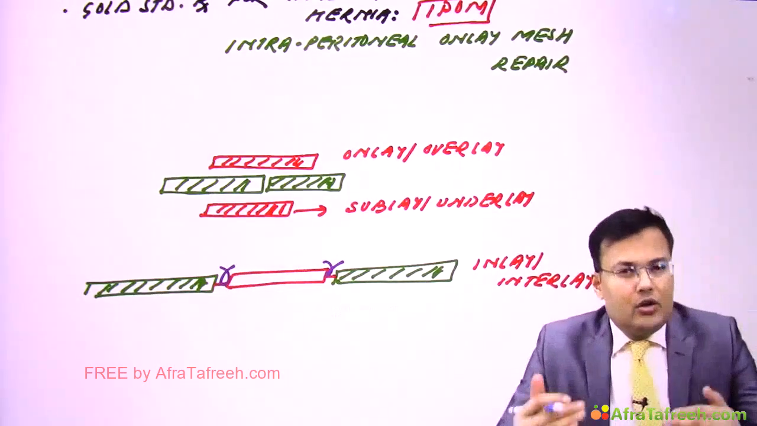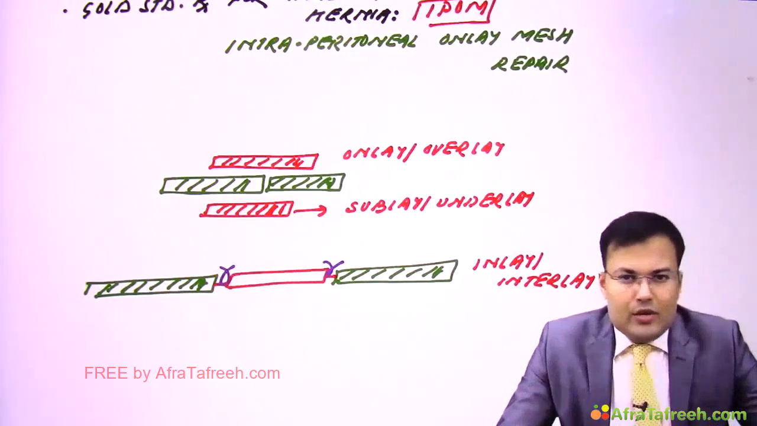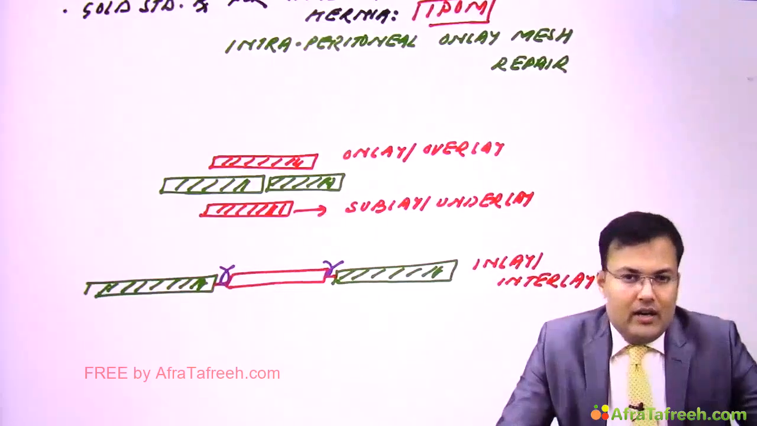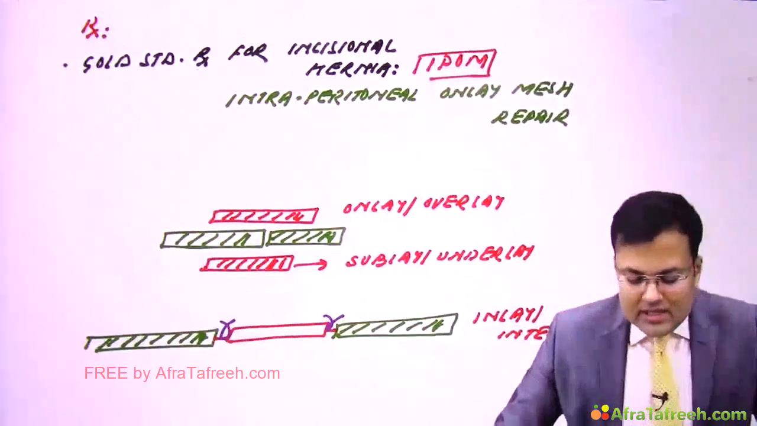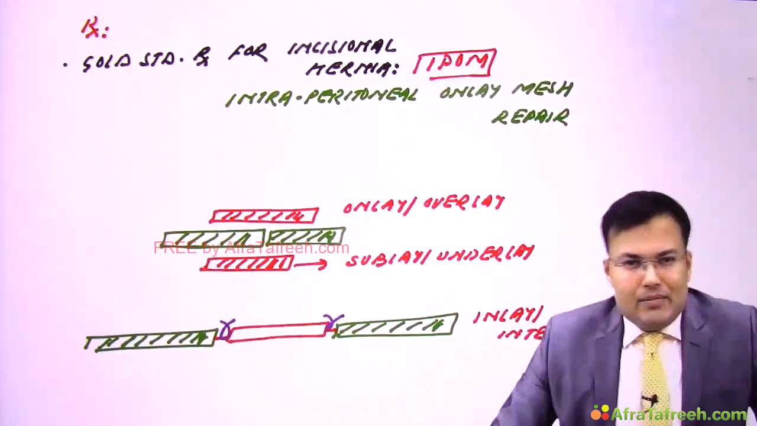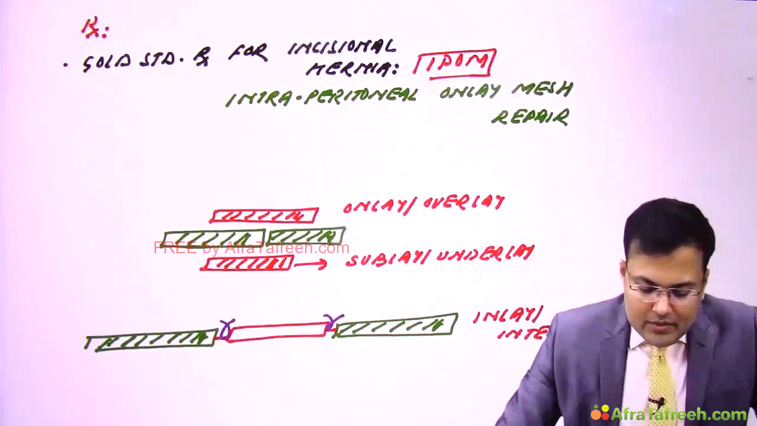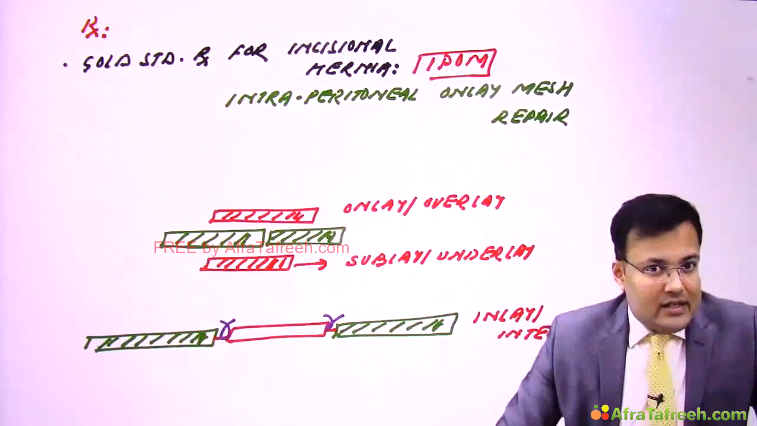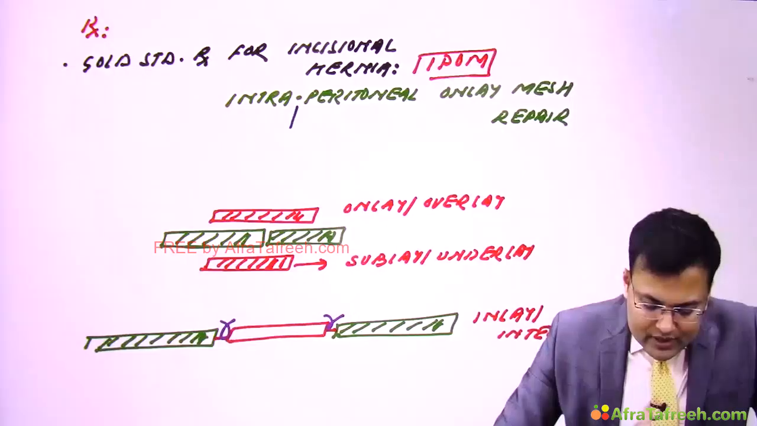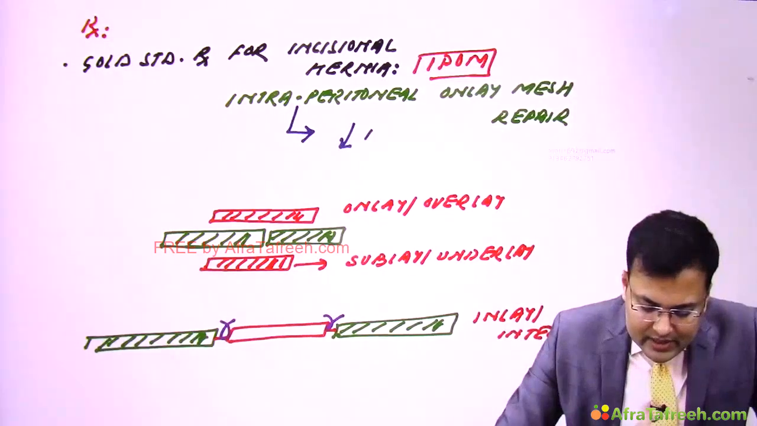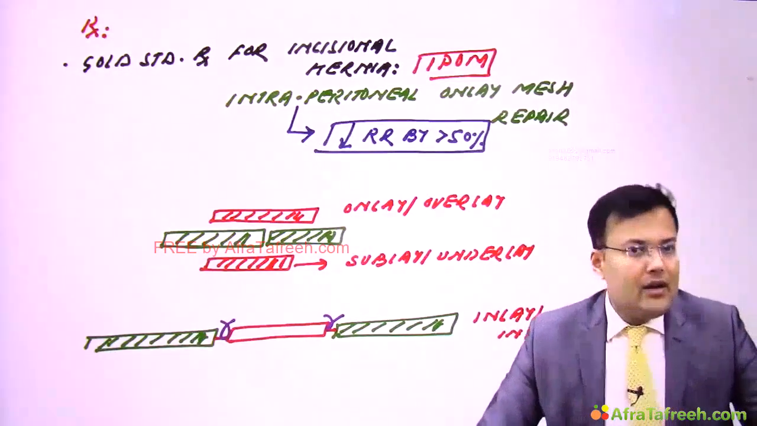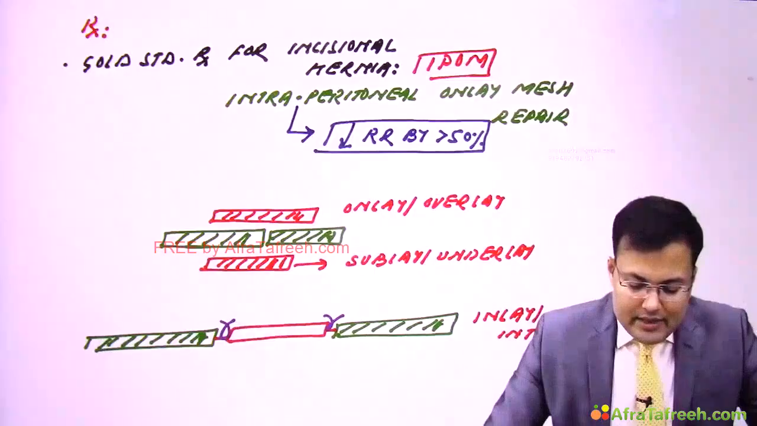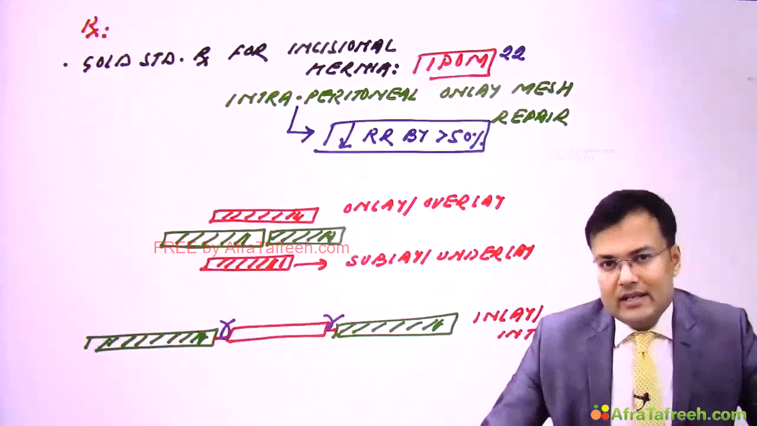So I'm repeating: close the sheath, after closing it put the mesh above the sheath, onlay or overlay; below the sheath, sublay or underlay; in between the sheath, inlay or interlay. But what is the gold standard treatment? It is intraperitoneal onlay mesh repair. What is the problem with incisional hernia? There is a high risk of recurrence. But if you go for IPOM, it decreases the recurrence rate by more than 50%. That's why it is the gold standard for incisional hernia.